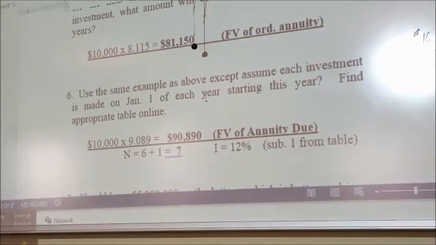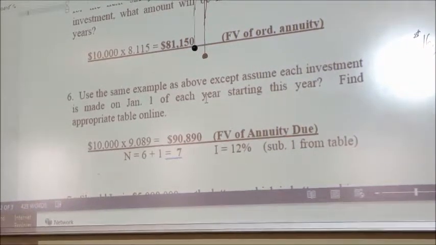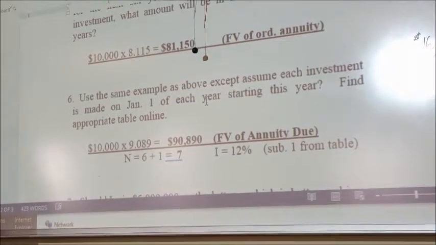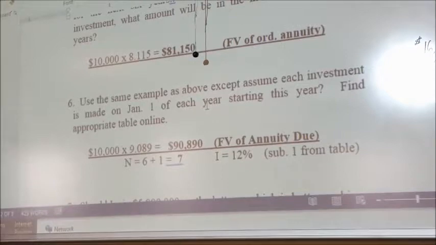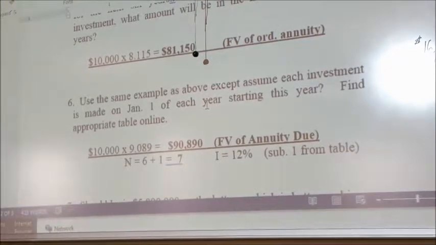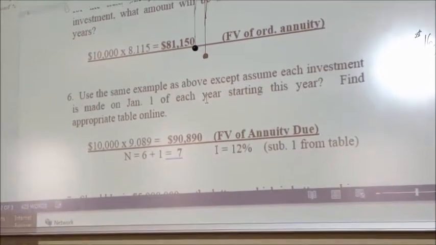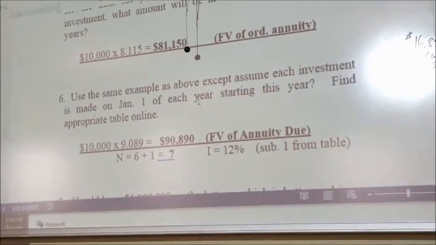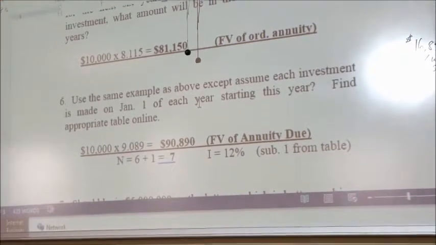I almost increased by $10,000 just by making my investment at the beginning of the month, beginning of the year. I earn almost another $10,000 in interest. I still put $60,000 away, but almost another $10,000 in interest because of such a high interest rate.